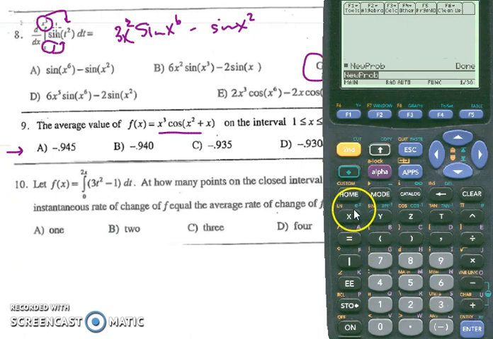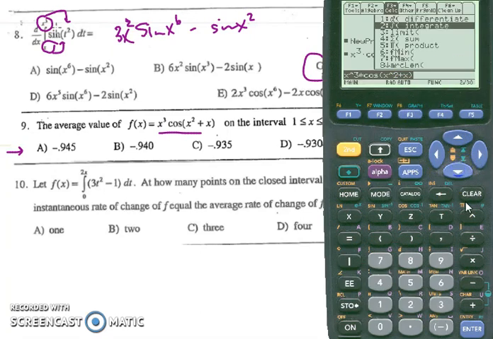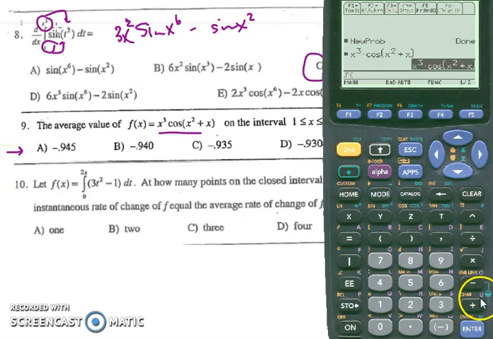I'm going to clear the screen, new problem here. And let's type in x cubed. I'm going to put in my multiplication symbol just in case I needed it. Then cosine of x squared plus x. So that is my function. So now I'm going to integrate that function. Bring it into the line here. Comma x, comma 1, comma 3. So that is the integral of the entire function on the interval from 1 to 3, and then I'm going to have to divide it by 2 once I get out a value here.